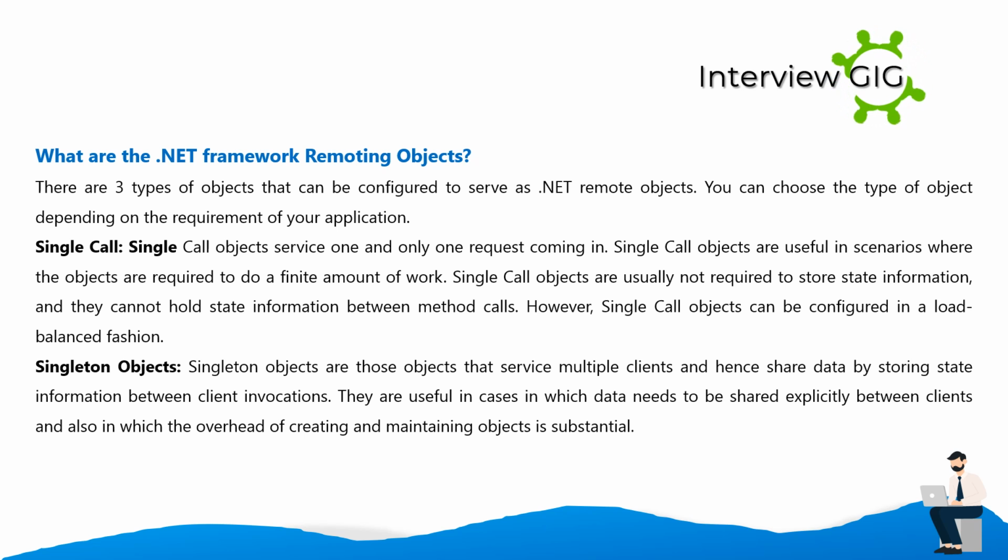What are the .NET Framework remoting objects? There are three types of objects that can be configured to serve as .NET remote objects. You can choose the type of object depending on the requirement of your application. Single call objects service one and only one request coming in. Single call objects are useful in scenarios where the objects are required to do a finite amount of work. Single call objects are usually not required to store state information, and they cannot hold state information between method calls. However, single call objects can be configured in a load-balanced fashion.